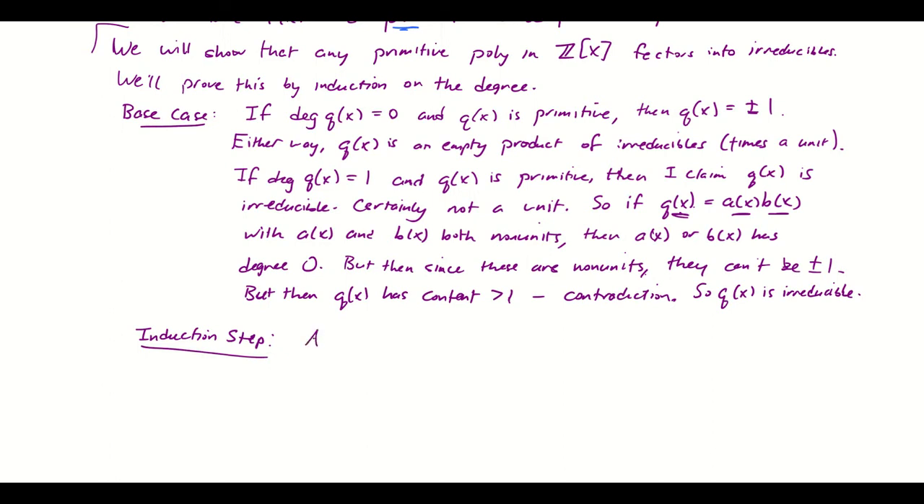All right, so let's assume any primitive polynomial of degree less than k is factorable into irreducibles.